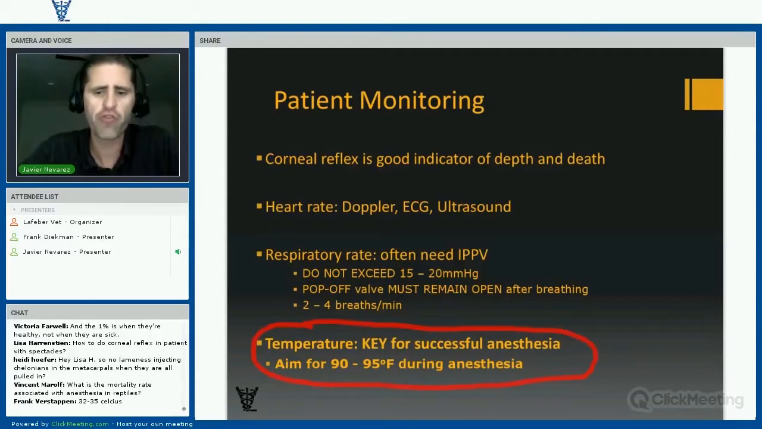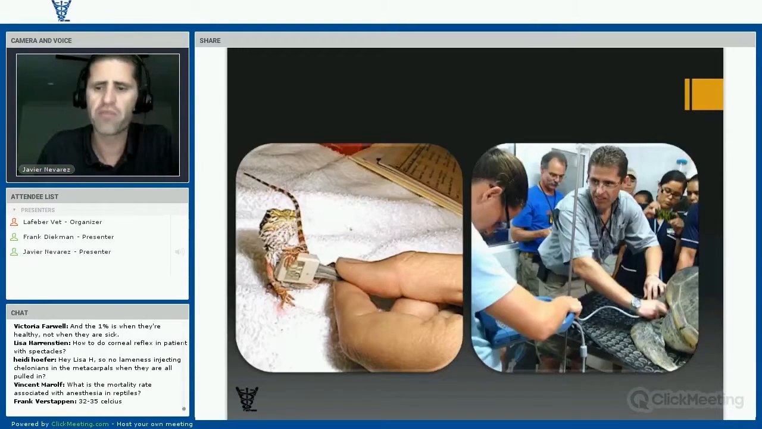Again, real key element in anesthesia of reptiles, you have to keep these animals warm. When they're warm, they metabolize drugs appropriately. They can actually get those drugs to go through the liver and the kidneys and get rid of those drugs out of their system, and they actually will wake up a lot faster. When they're cold, they do that at a very, very slow rate, which means it's going to take them a lot longer to wake up from that anesthetic event.